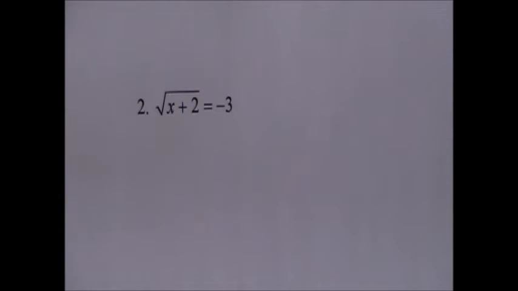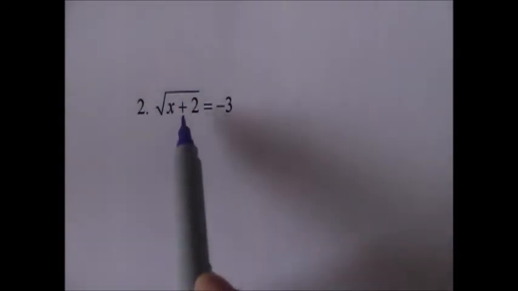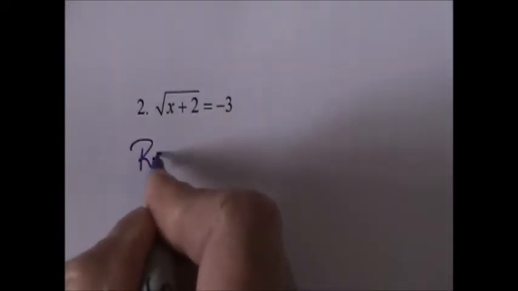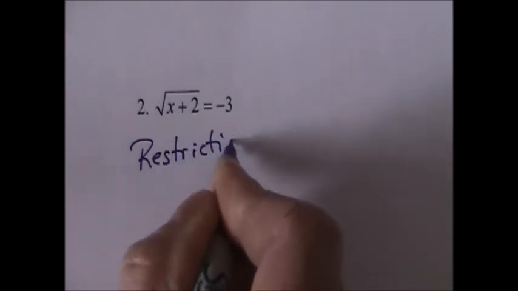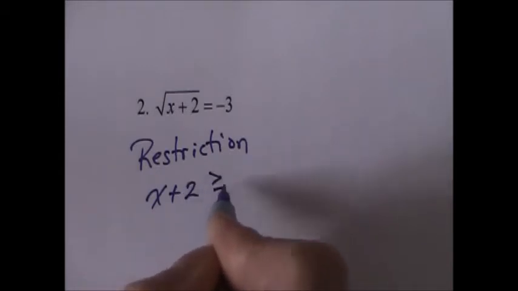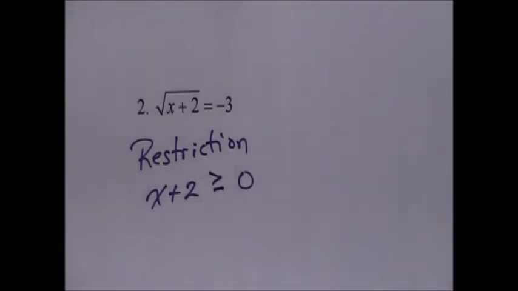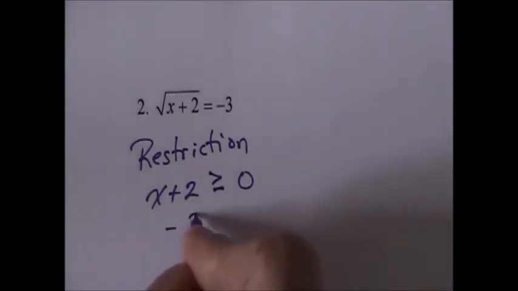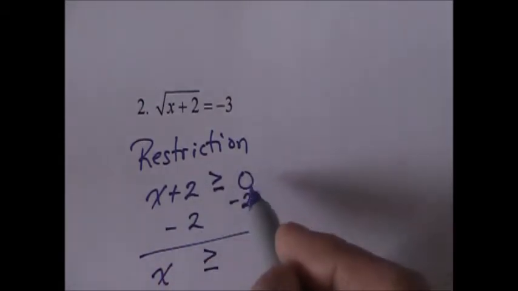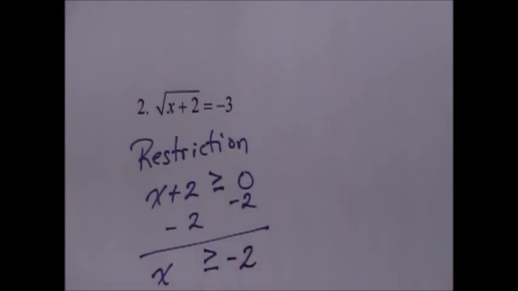For this example, as we go to look at our restriction, we have the plus sign, which means x plus 2 has to be greater than or equal to 0. So as we go to figure out our restriction, we have x plus 2 is greater than or equal to 0, and getting x by itself, we'll subtract 2 from both sides. 2 minus 2 is 0. We have our inequality. 0 minus 2 is negative 2. So there is our restriction.